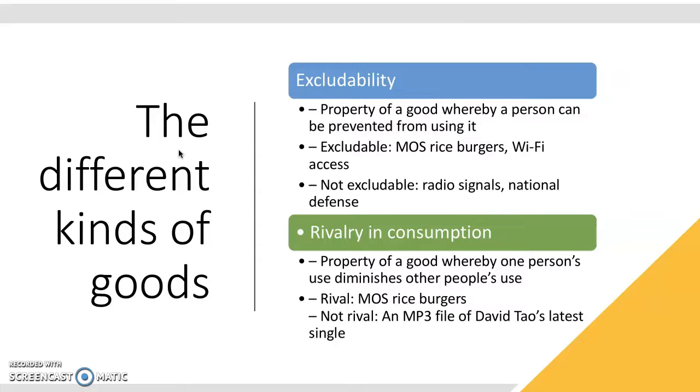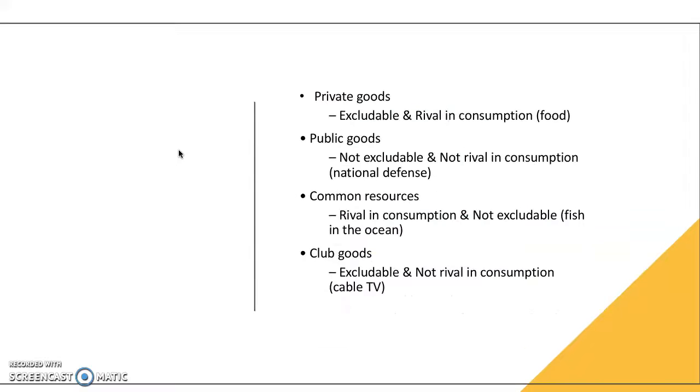the property of a good whereby one person's use diminishes other people's use. So this goes back to, again, rice burgers, and then not rival would be an MP3 file of a music signal. The example here is David Tao's latest signal as an example. Private goods can be seen as excludable and rival in consumption, again, such as food. Public goods are not excludable and not rival in consumption, such as national defense, and the other examples given based on taxes and so forth.